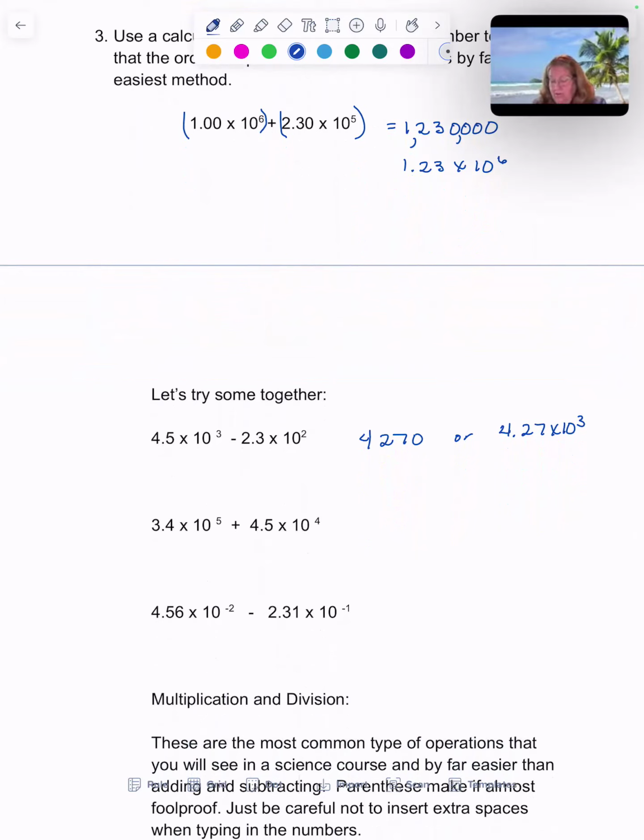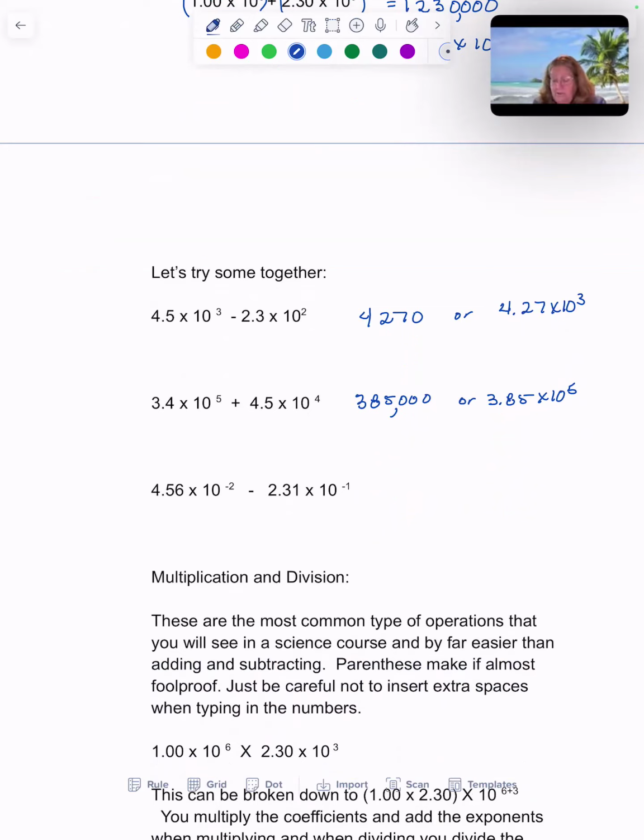Our next one, we have 3.4 times 10 to the fifth, get that in my calculator correctly, plus 4.5 times 10 to the fourth. This one here is going to give me 385,000. So 385,000 or 3.85 times 10 to the fifth.